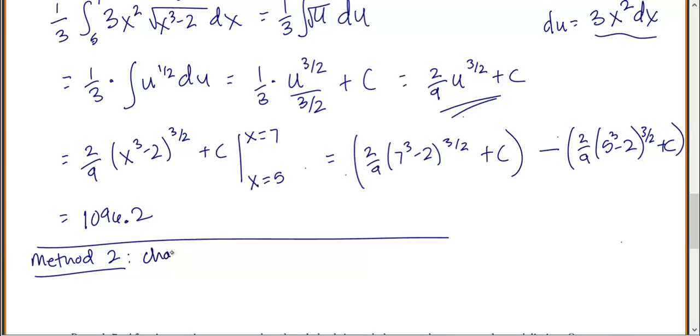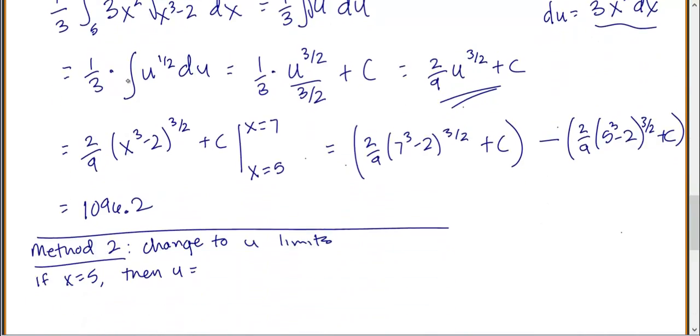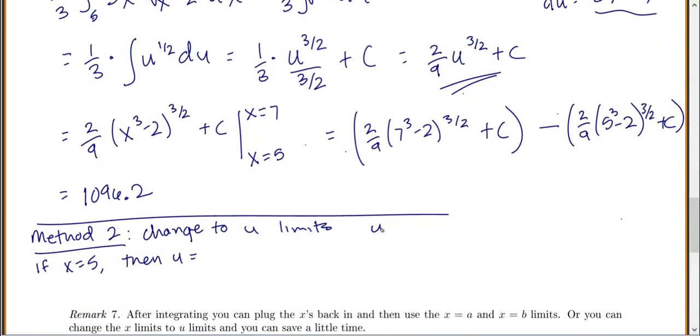So method 2 is change to u limits. And so by this, I mean if x equals 5, then what does u equal? U, which equals, come back up, u is x cubed minus 2. So u equals x cubed minus 2. So then u is going to be 5 cubed minus 2, which should be 123.